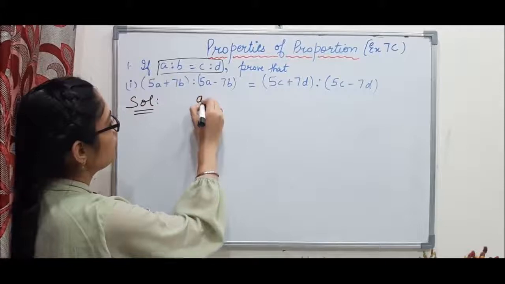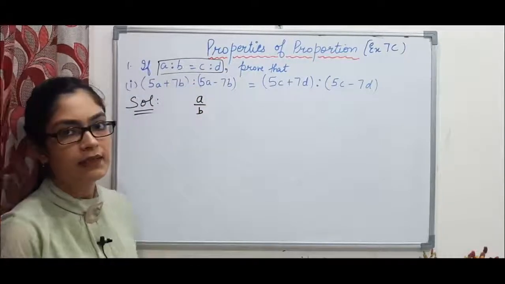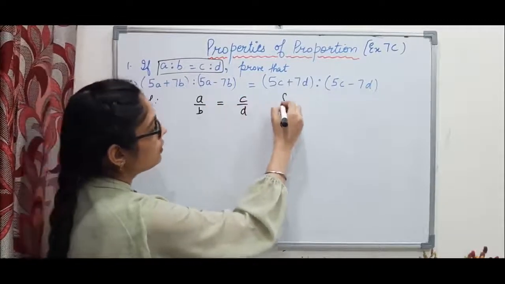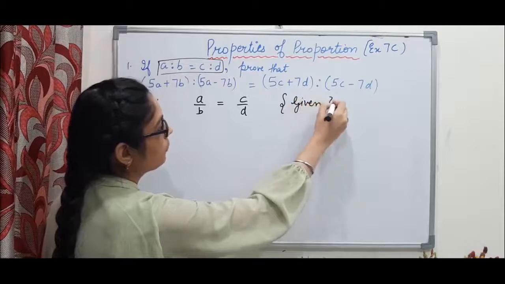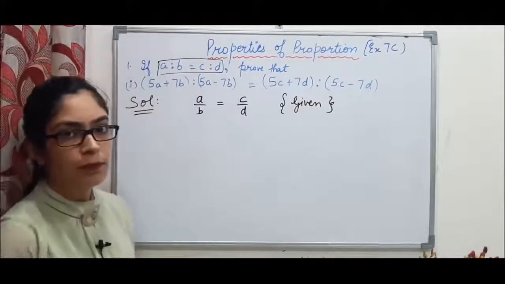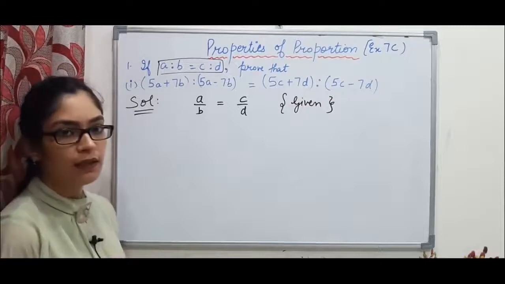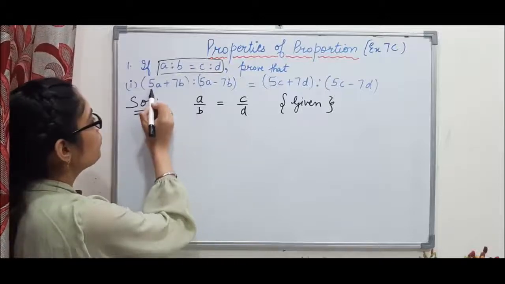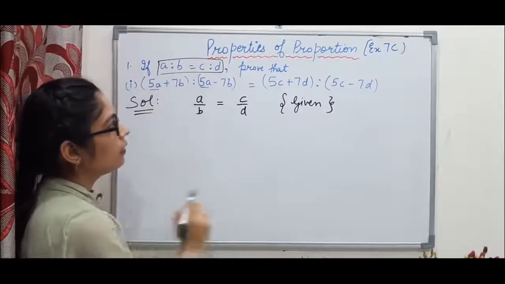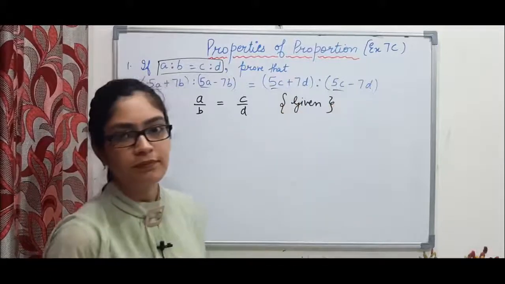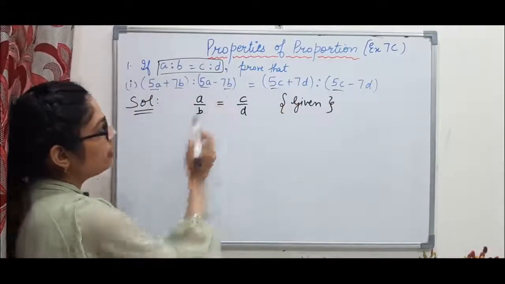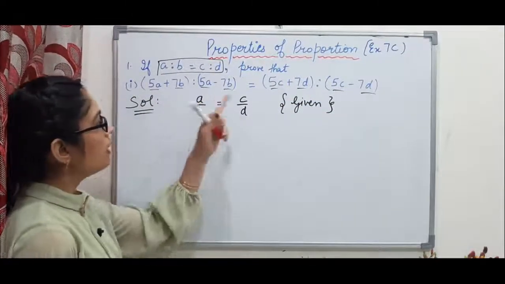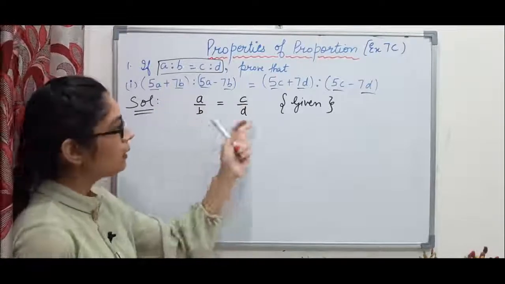First I will write what is given to us. It's given that a is to b, which means a by b, is equal to c by d. Now we have to see what we have to prove. Whatever we have to prove, accordingly we have to use the given thing as well as the properties. In the proof I need 5 with a and 5 with c also, and I need 7 with b and 7 with d also. With a and c I need 5, and with b and d I need 7.